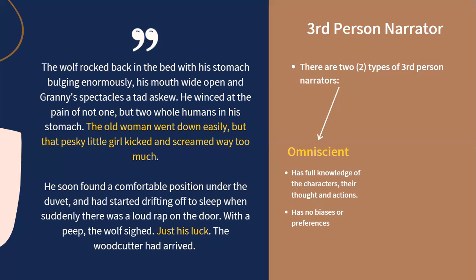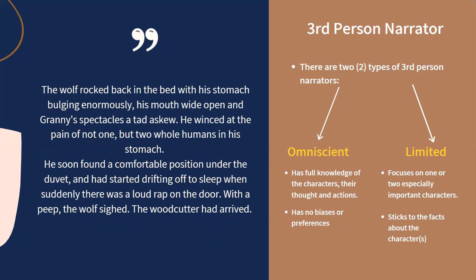So in yellow, I have the old woman went down easily, but that pesky little girl kicked and screamed way too much. Now, this tells us that the third person narrator has insight into the wolf's thoughts. He thinks that Little Red Riding Hood is a pesky little girl. And so the third person narrator, because he's omniscient, is able to give us that information. And he also indicates this when he says, just his luck.